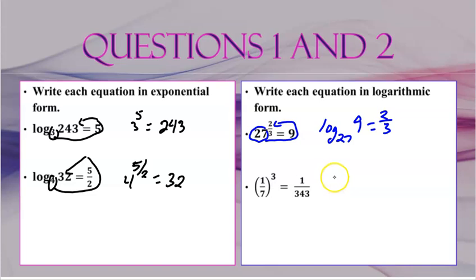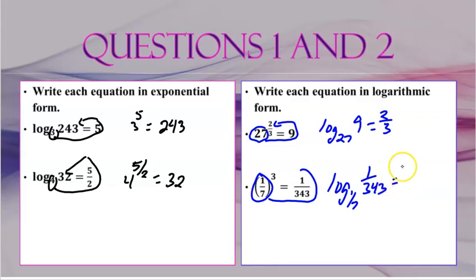Next, we have log base 1/7 of 1 over 343 is equal to our exponent of 3.